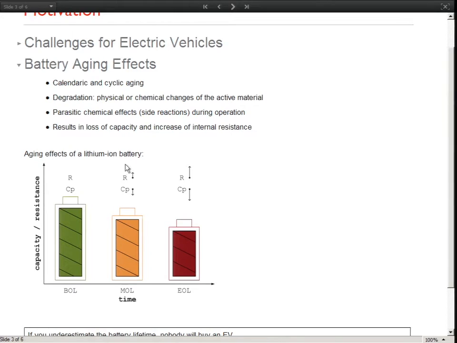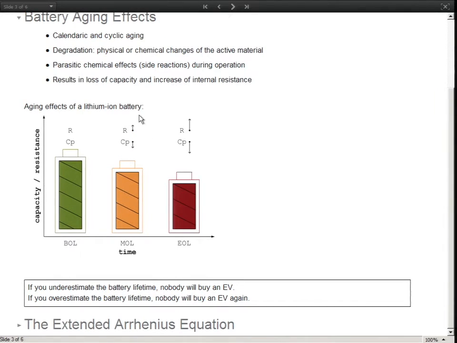So now you might ask, who cares? I will tell you, vehicle manufacturers care, because if you underestimate the battery lifetime, no one will buy an electric vehicle. Because if, for example, BMW claimed that the i3 would have a guaranteed lifetime of 1 year, no one would ever buy a vehicle for 10,000s of euros.